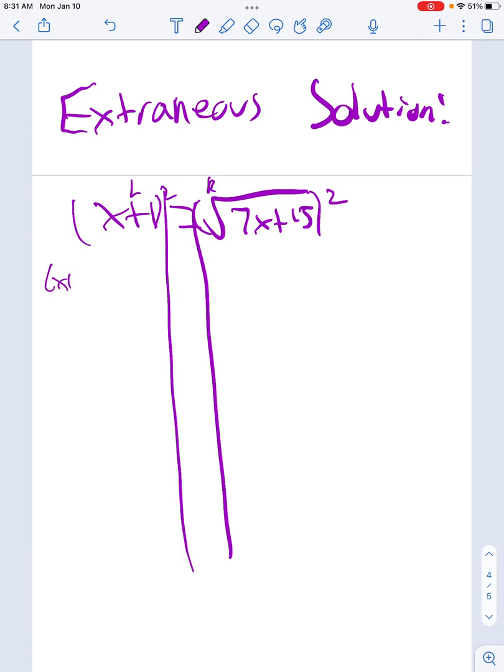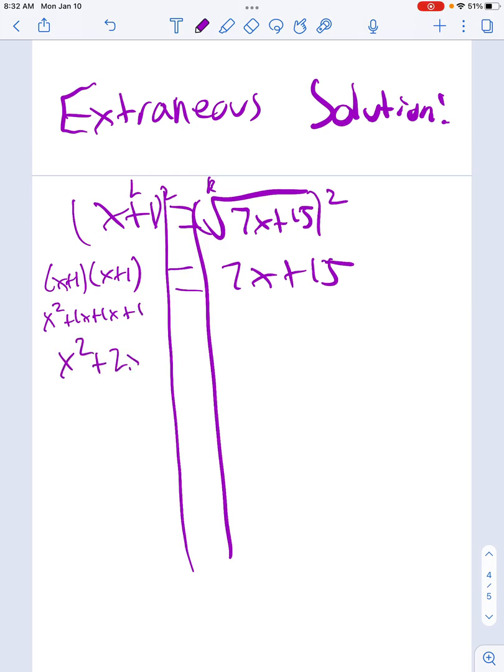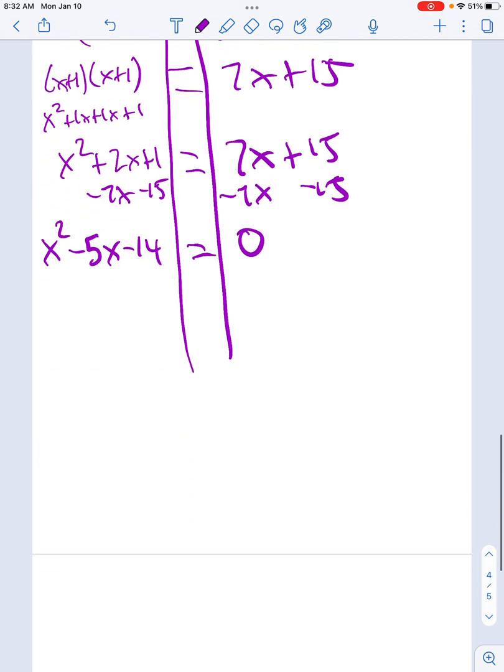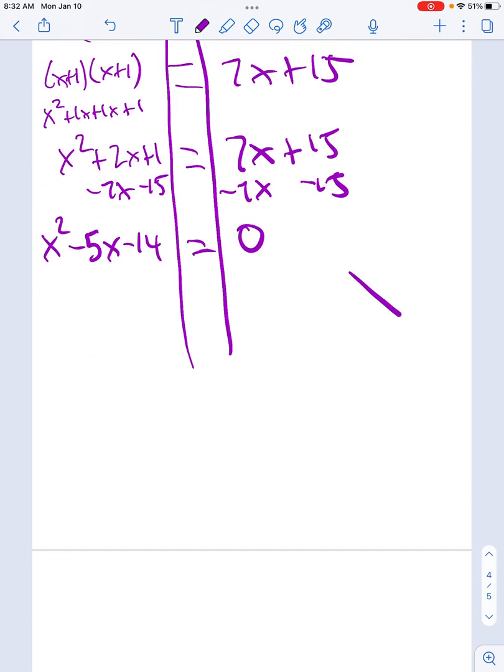And so this is x plus 1 times x plus 1, which you may have to FOIL. So again, remembering how to do that, x times x is x squared plus 1x plus 1x plus 1. So really I have x squared plus 2x plus 1 equals 7x plus 15. We should probably set this equal to 0. So I'm going to start by subtracting 7x, and I'm also going to subtract 15. So I'm left with x squared minus 5x minus 14 equals 0.